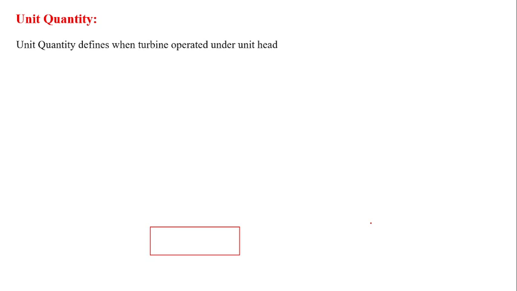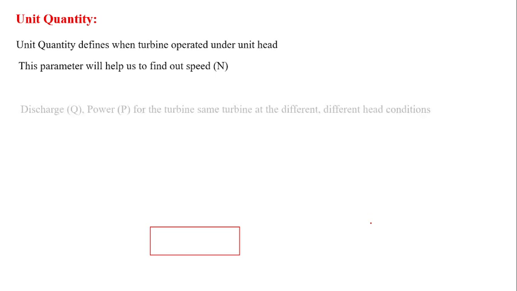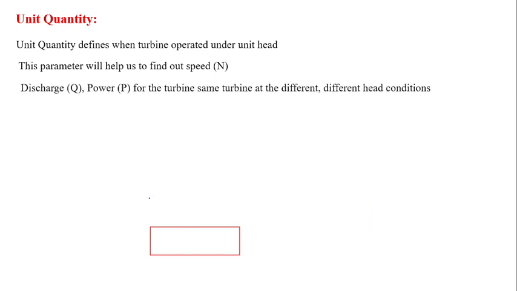Unit quantities are defined when the turbine is operated at unit head. Unit head means 1 meter. If you take 1 meter, how much speed it can rotate, how much discharge it can give, how much power it can generate, for the same turbine at different head conditions.